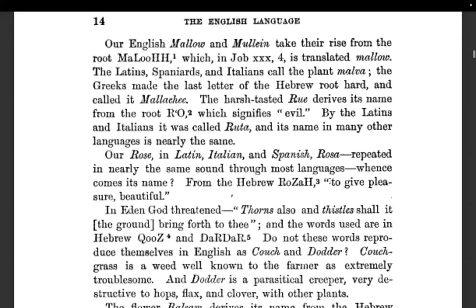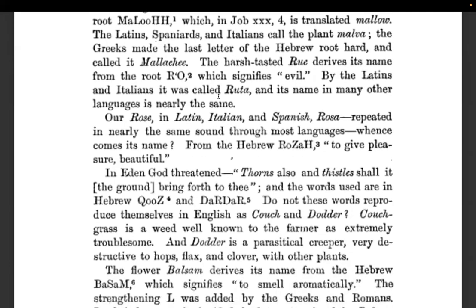Our English mellow or mullein take their rise from the root maluah, which in Job 30, verse 4 is translated mellow. The Latins, Spaniards, and Italians call the plant melva. The Greeks made the last letter of the Hebrew root hard and called it melachi.